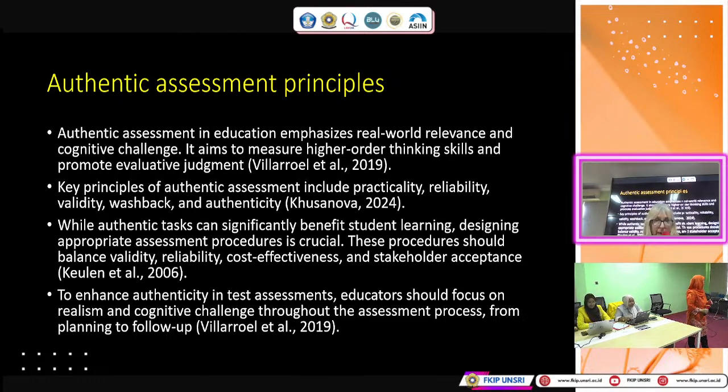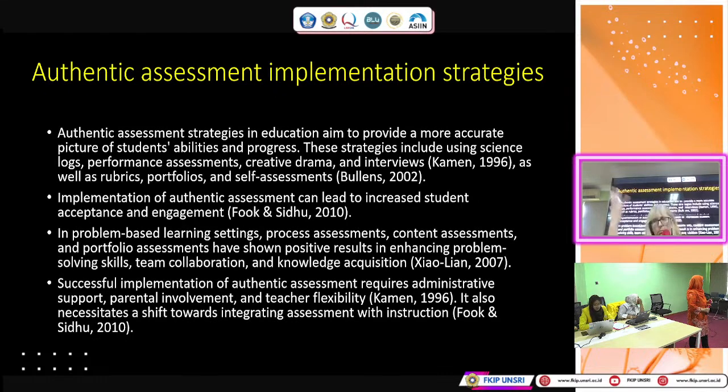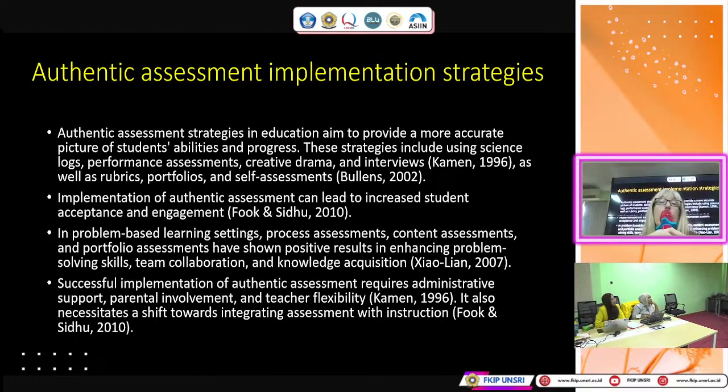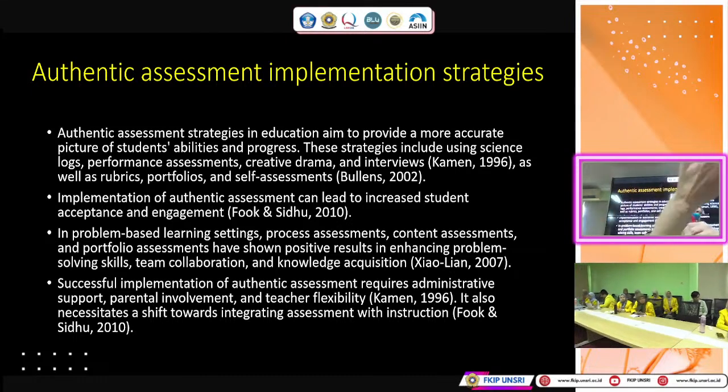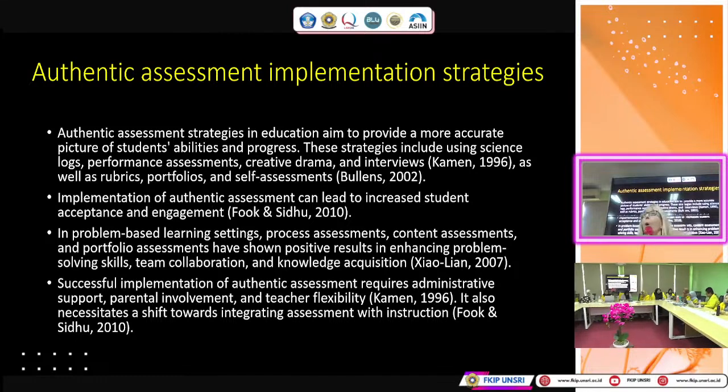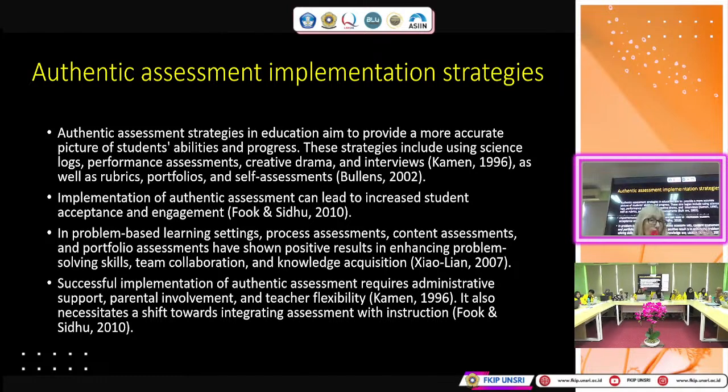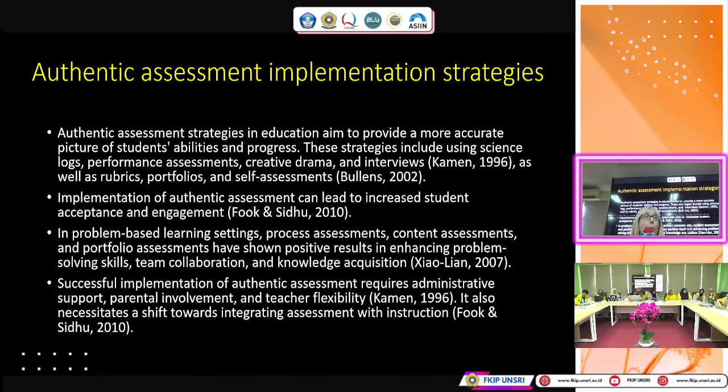Okay, what else do we want to talk about here? I think that's it. You will read that in detail, but now we need to find ways of implementing those authentic assessment strategies in education. So what can we do? This is where we can look at blogs, vlogs, performance assessment. That's where we talked about creative drama, also interviews and role playing, e-portfolios, self-assessment, the usage of rubrics, etc. Who of you has already created a rubric?